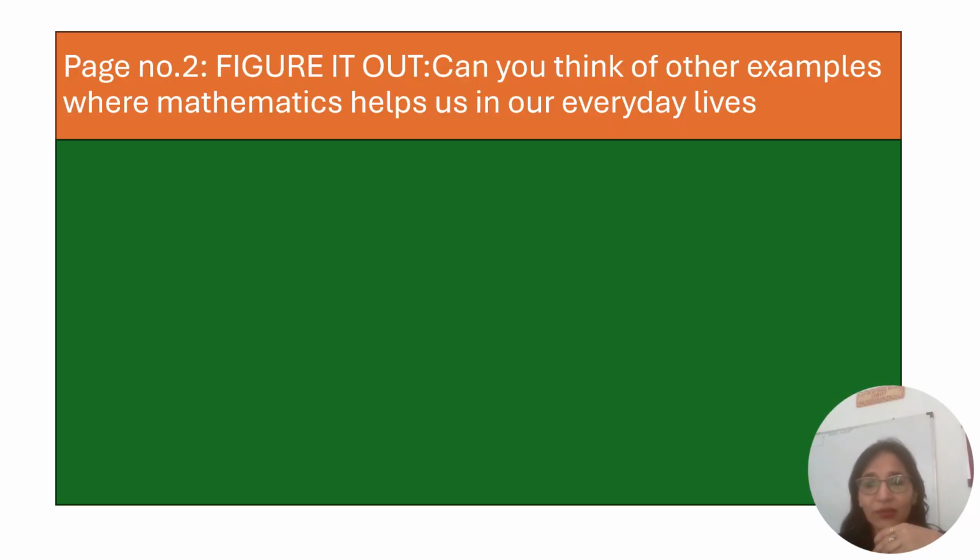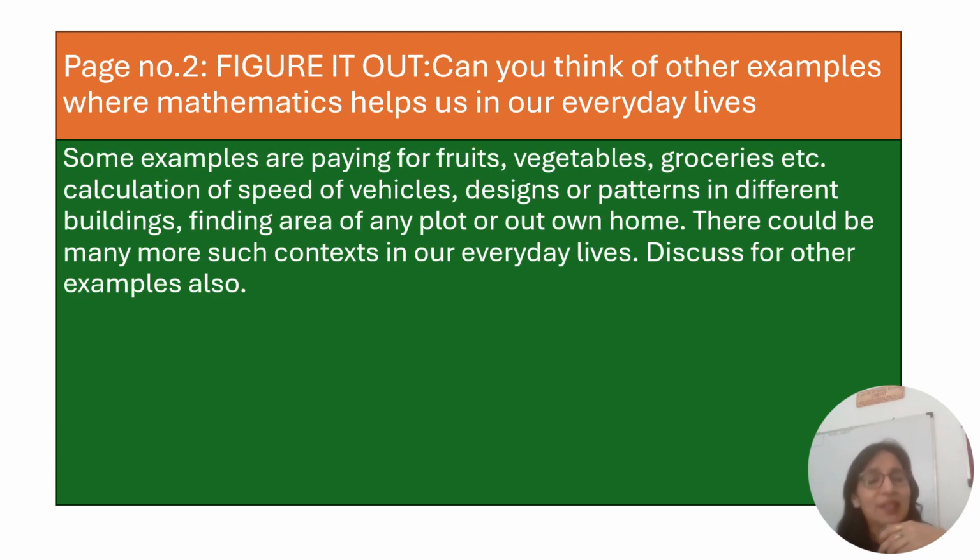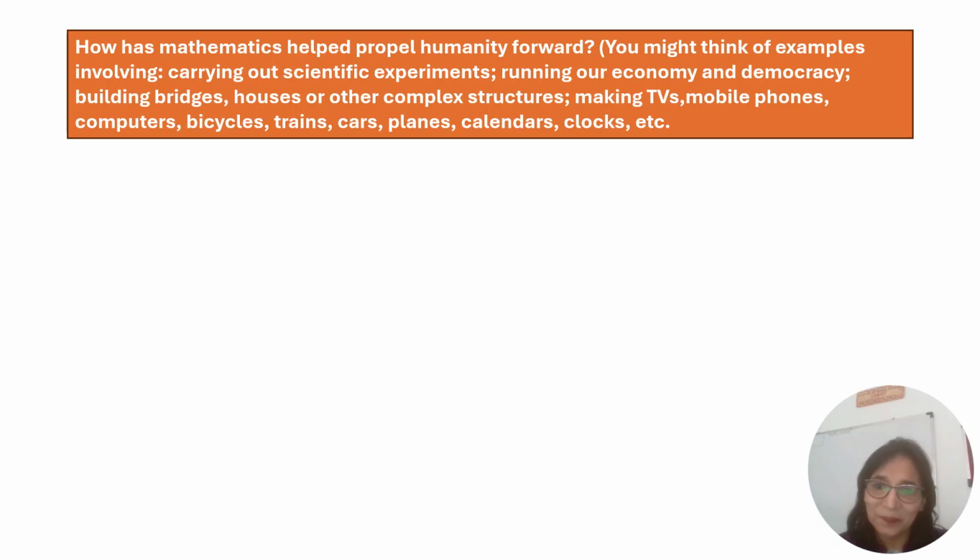Now, can you think of other examples where mathematics helps us in our everyday life? Some examples are paying for fruits, vegetables, groceries, calculating the speed of vehicles, designs or patterns in buildings, or finding the area of any plot or our home. There could be many more such contexts in our everyday life. You can even discuss other examples and understand the basic concept of mathematics.